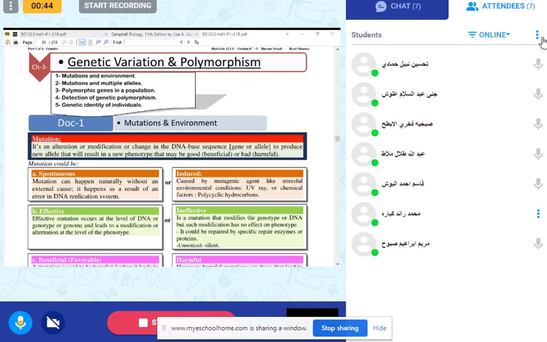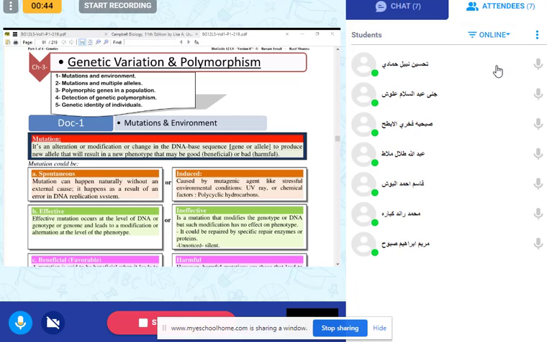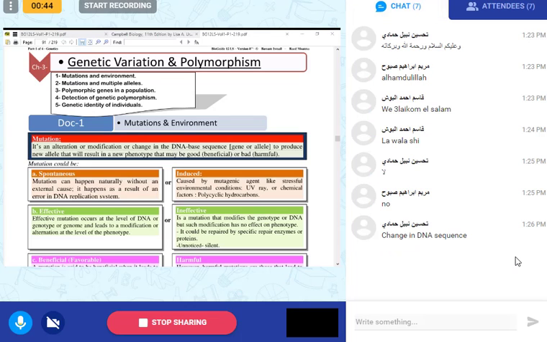What is a mutation? Okay, very good. Who can help us? What is a mutation, in a few words? Change in DNA sequence. Good, Tahsin.